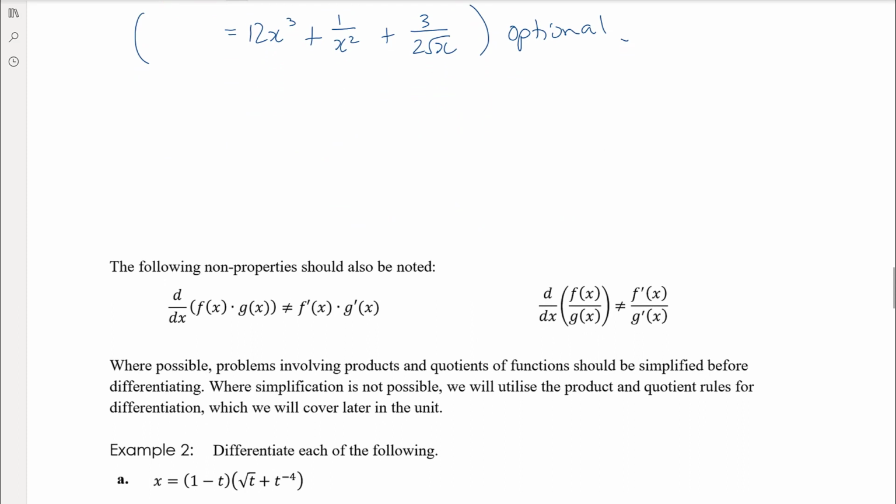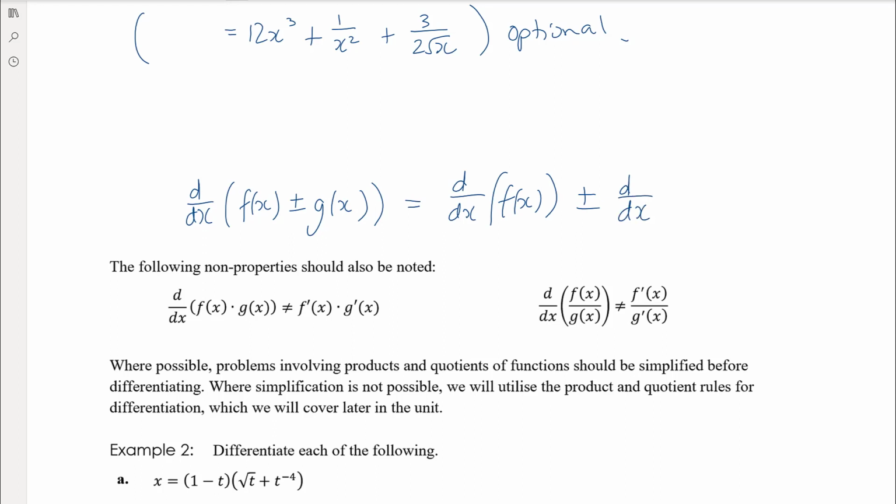The next point I want to make is that whilst we can break up a derivative if there's addition and subtraction, okay, so we know that the derivative of f of x plus or minus g of x is just the derivative of f of x plus or minus the derivative of g of x. That is not possible if it is multiplication, okay, so that's what we're seeing here, or division inside the derivative, okay.